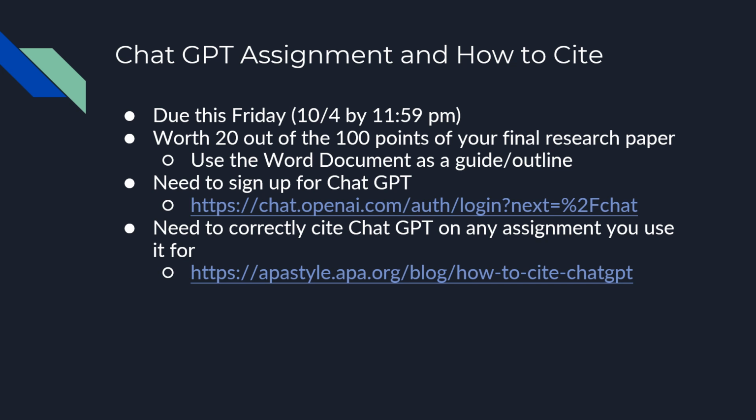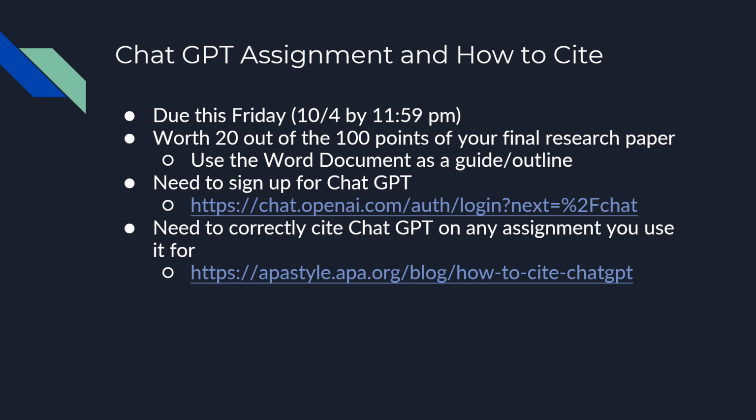Now for your ChatGPT assignment due this Friday, it's worth 20 out of the 100 points for your final research paper. And you can either open up a new Word document and complete it in that, or you can just type your answers within the Word document that is provided to you. Make sure that you sign up for ChatGPT if you haven't already. They are pretty good at getting accounts made quickly, but I would recommend doing this sooner than later.